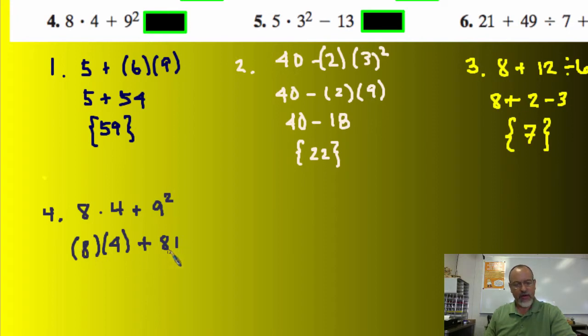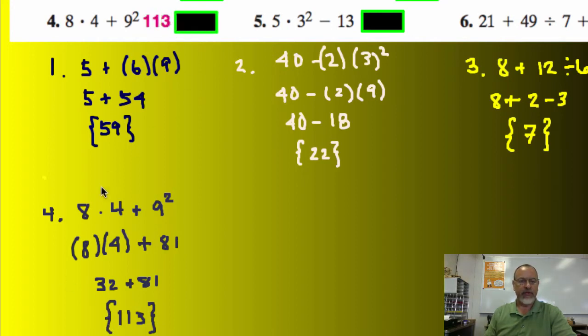Okay, now I can go through and do my multiplication. 8 times 4 is 32 plus 81, and now I can do my addition and subtraction. 80 and 30 is 110, and 3 is going to be 113. So my final answer here is going to be 113.